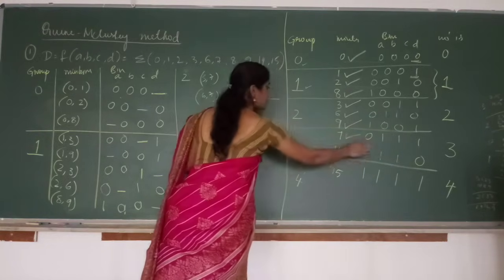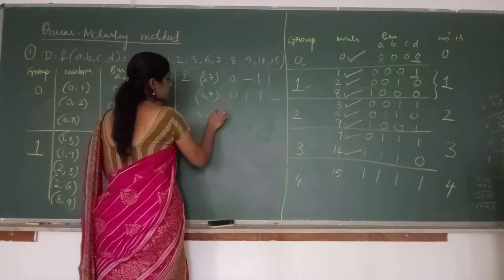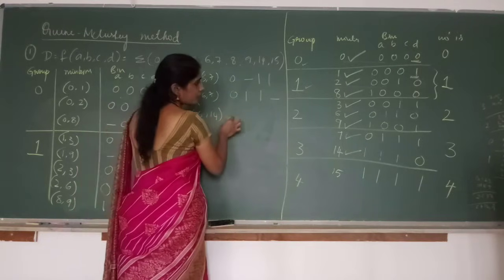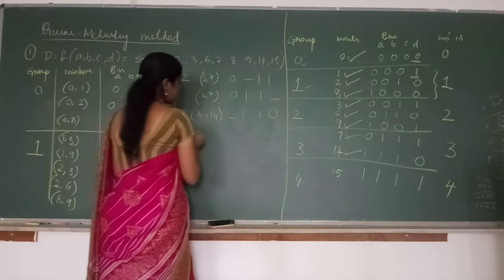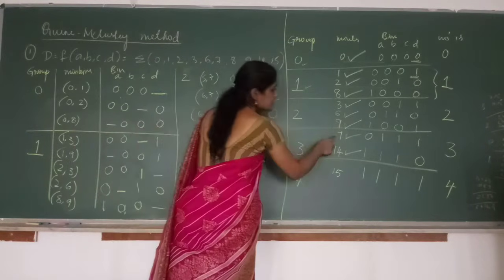6 and 14, different, same. Yeah, 6 and 14 can also be grouped. So tick 14. 6 and 14 if you group, what do you get? Dash 1 1 0 you get. Next, 9 with 7.